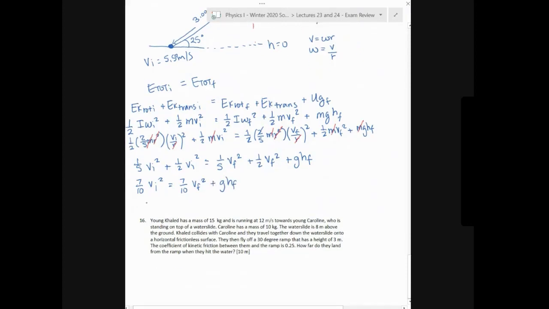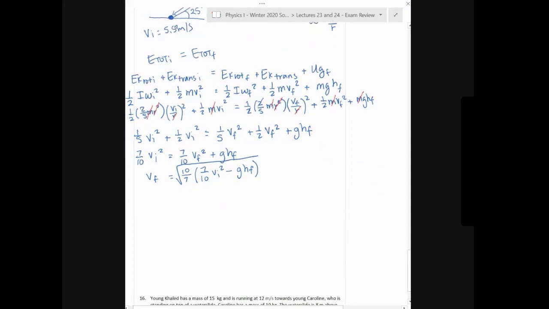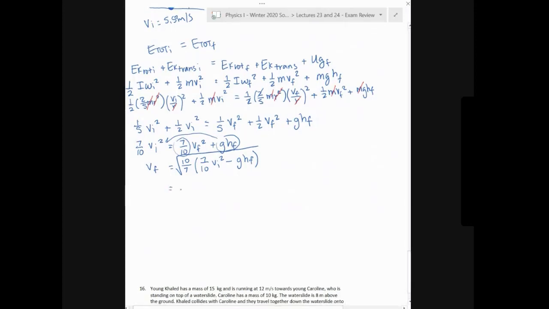So I'm looking for that V final squared, or that V final. So I have V final is equal to 10 over 7 times 7 over 10 V initial squared minus GH final, all in a big square root sign. Any questions there, how I'm getting that? Where I brought the GH final to the other side, and then I times both sides by 10 over 7 to get rid of this 7 over 10. Okay, so now I can just start plugging everything in.